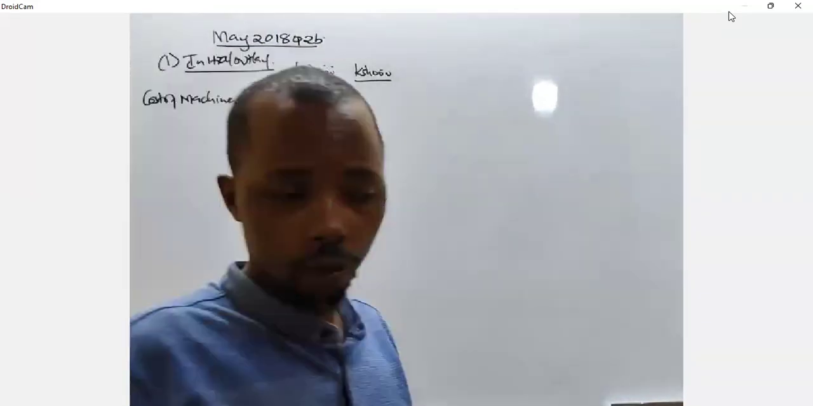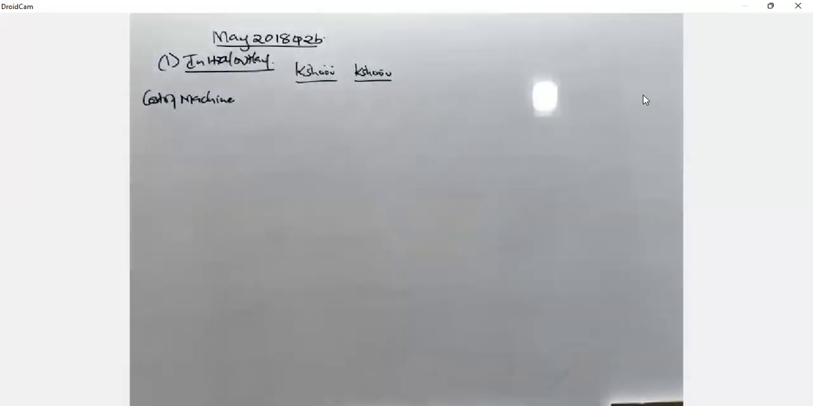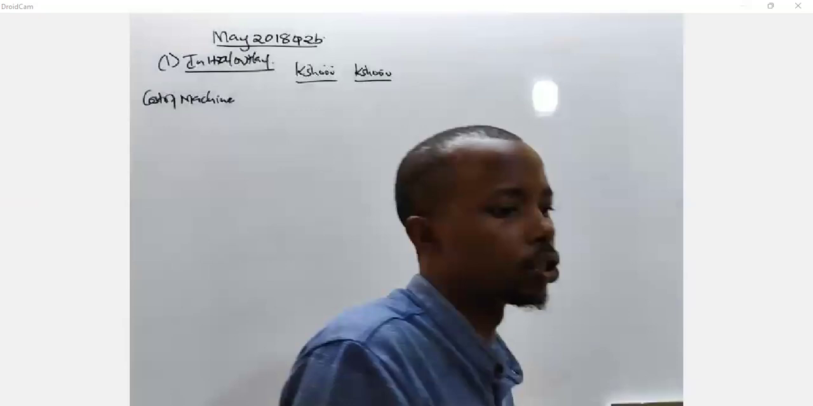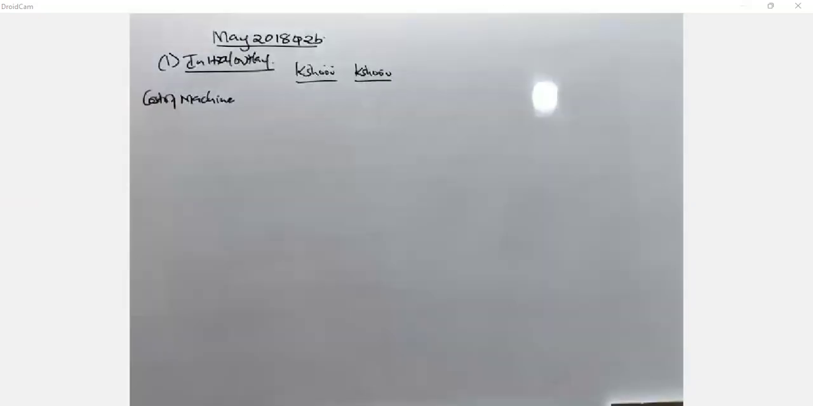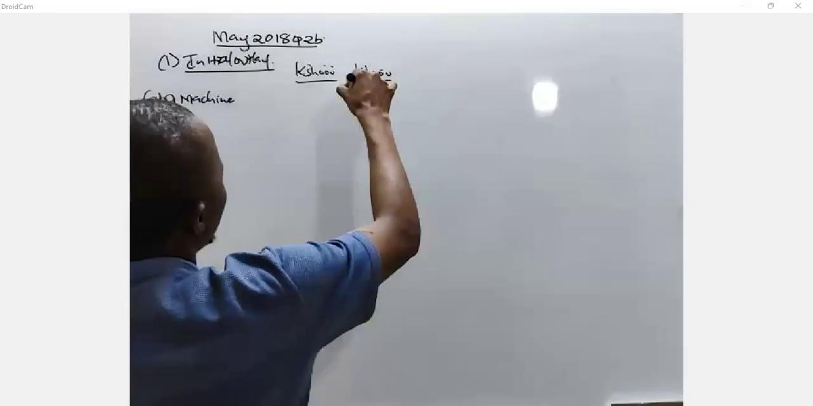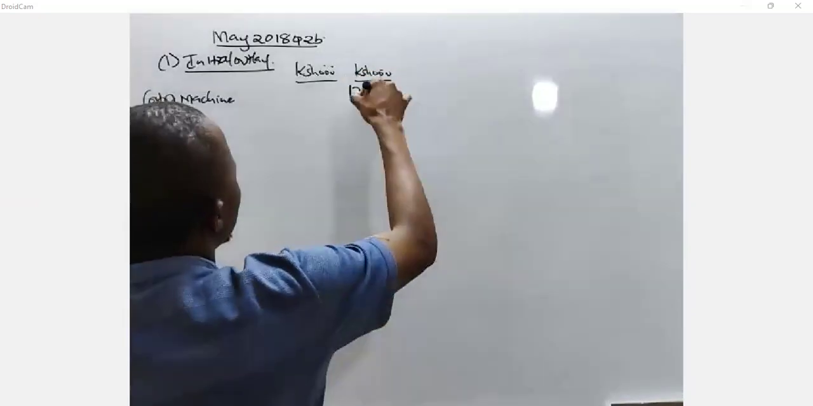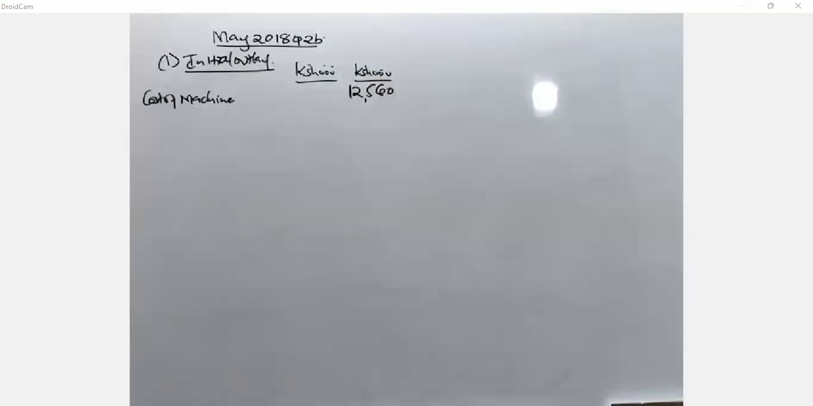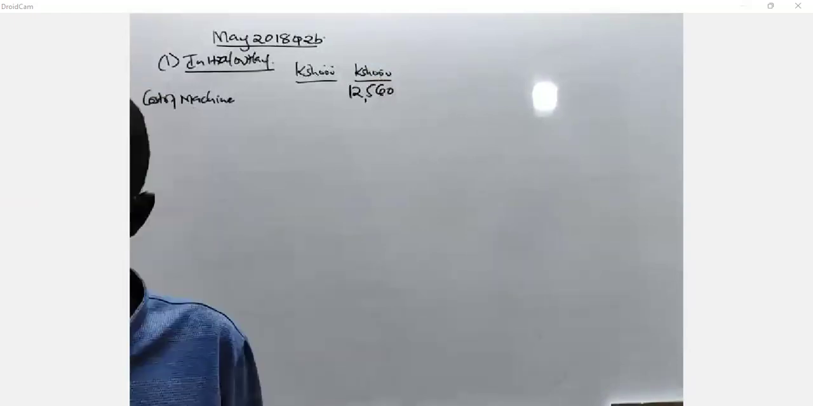So what is the cost of the new machine now? Let us just read the question. In paragraph 2, we are being told the new machine is expected to cost 12.56 million, that is 12,560, with a salvage value of 4 million Kenya shillings. We shall be able to use that later.